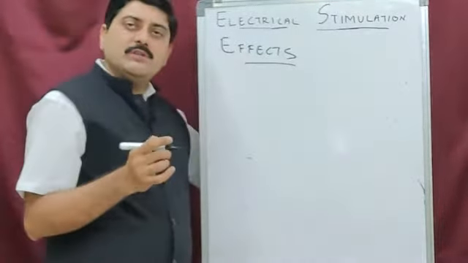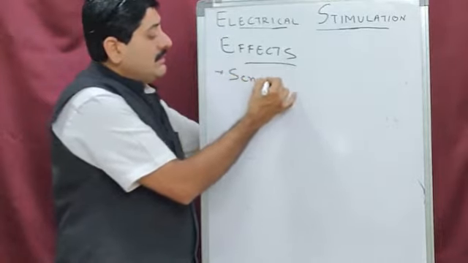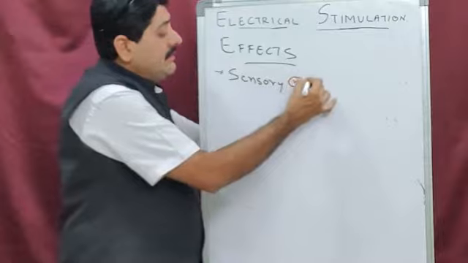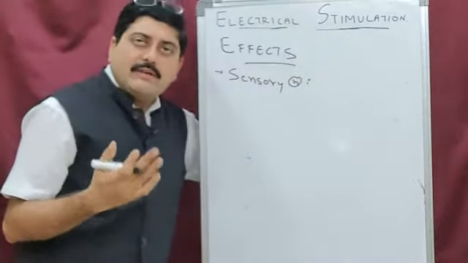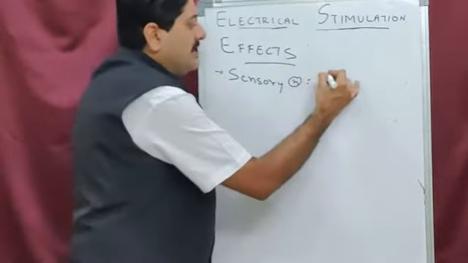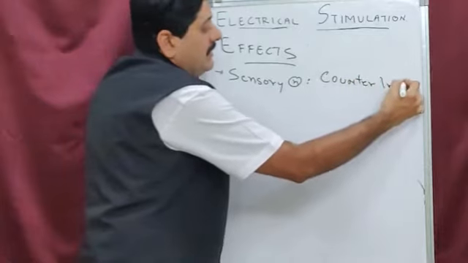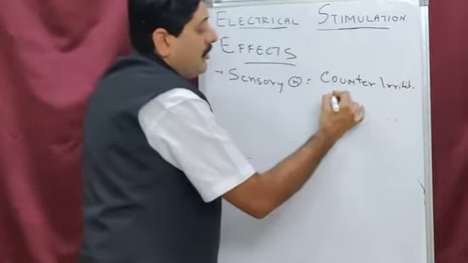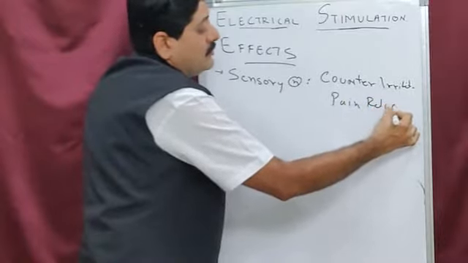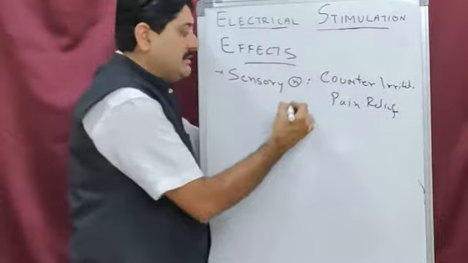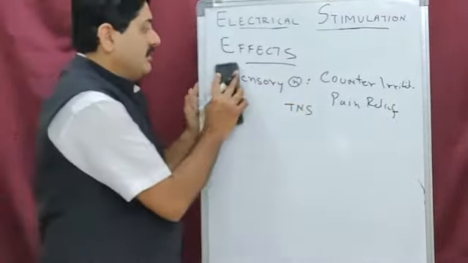When the electrical stimulation is given to a sensory nerve, right, it helps in upgrading the sensation. Normally this is used as a counter irritation or for pain relief. So we will learn in detail about this when we talk about transcutaneous electrical nerve stimulation, right.